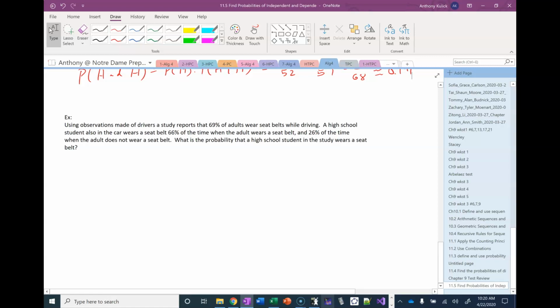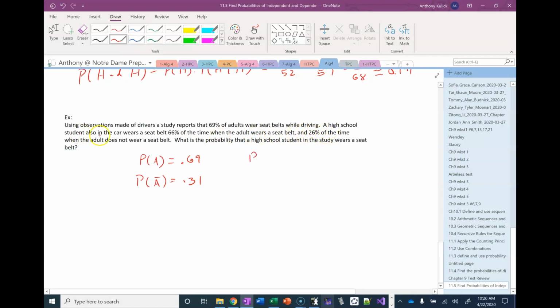Okay, so what we're going to do is draw something called a tree diagram. So there's two situations. The probability that the adult wears a seatbelt we have is 69%. I'm going to write that as a decimal, 0.69. And then the probability the adult does not wear a seatbelt is just going to be 1 minus 0.69, or 0.31.